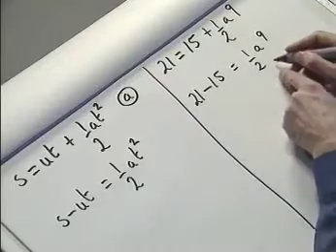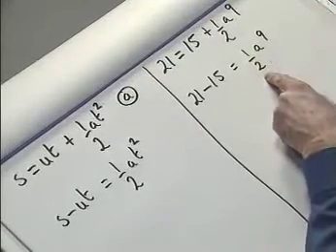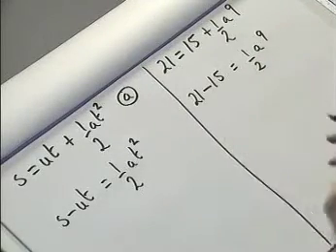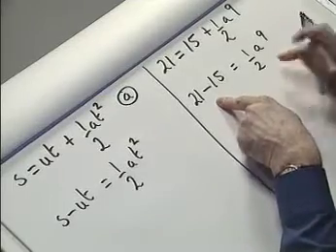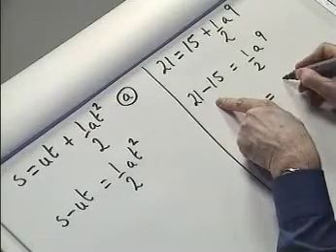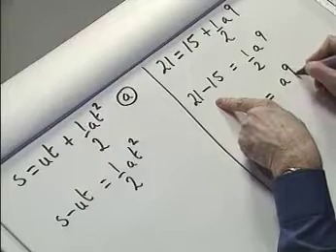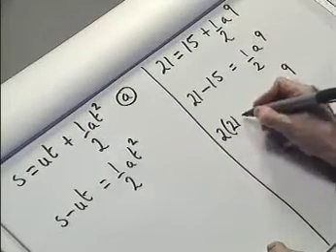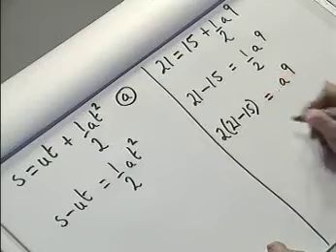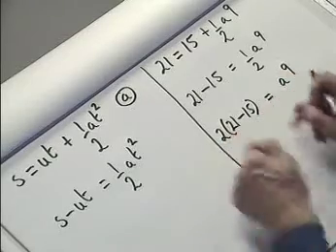Now this one looks a bit complicated. We've got a half there. It would be nice to get rid of the half, so let's multiply both sides by 2. If we do it at this side, that's just a times by 9. If we do it at this side, 2 times 21 minus 15, and it multiplies all of it.